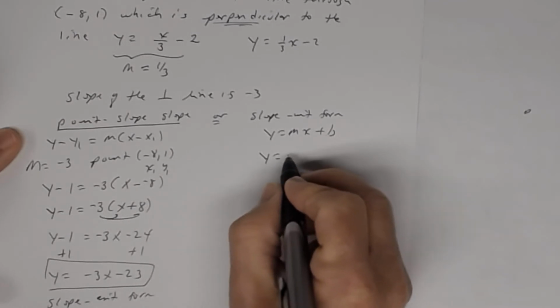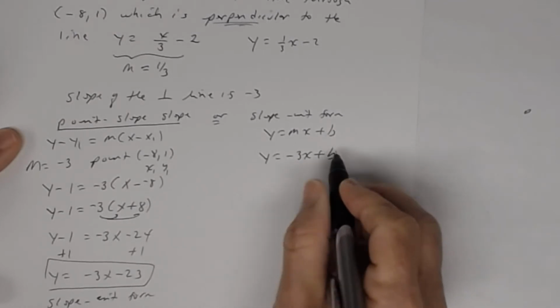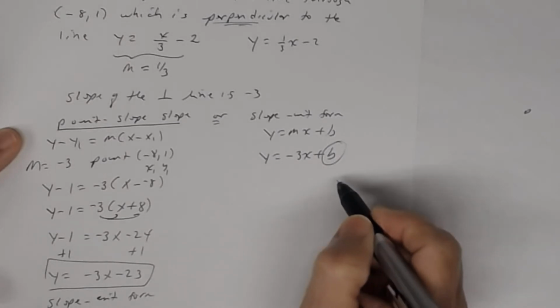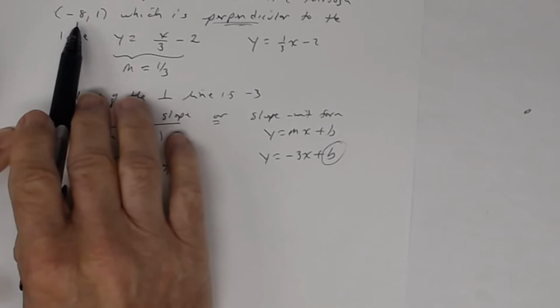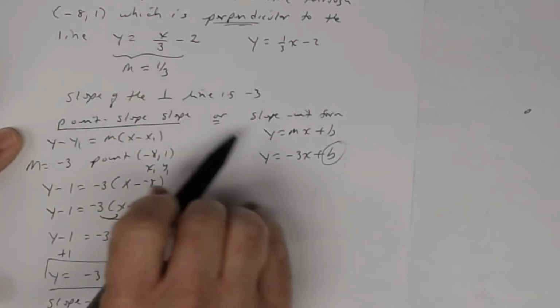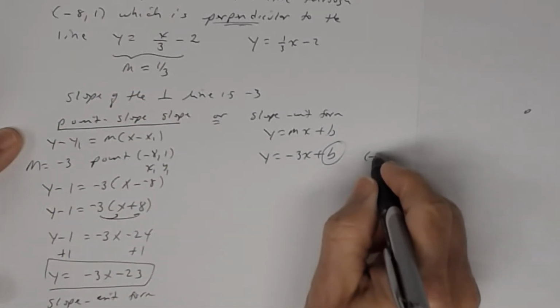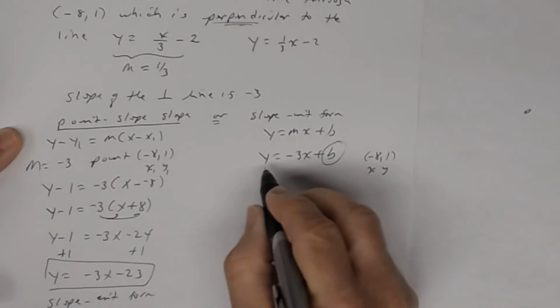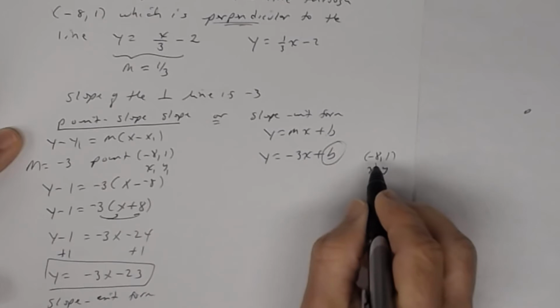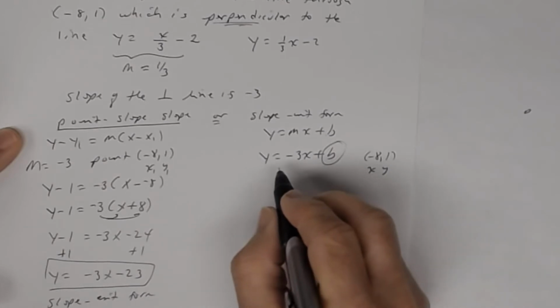So right now I have y equals negative 3x plus b, and I've got to find this b here. I've got to find the y-intercept. To find the y-intercept, we're going to use the fact that a point on that line is negative 8, 1. So that's going to be your x, that's going to be your y. You're going to substitute those values of your variables into this equation.